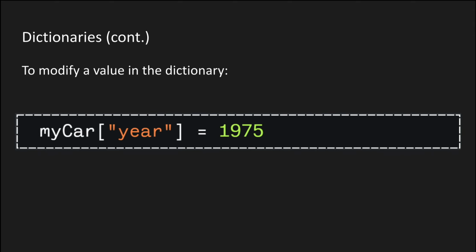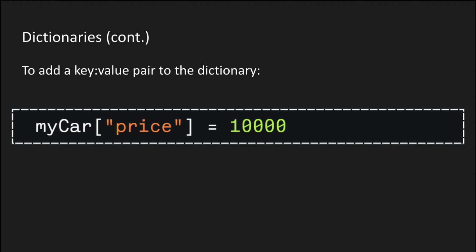To modify a value, we use the same syntax except set it equal to our new value as if it were a variable. The same goes for adding a key value pair. So if the key is not already in the dictionary, it will add it with this value. If it's already in it, as we saw before, it'll modify its value.